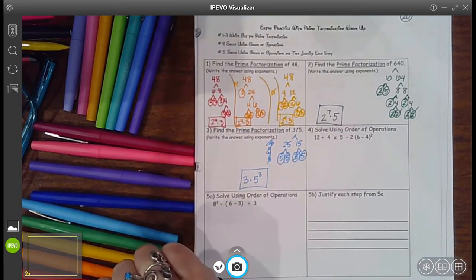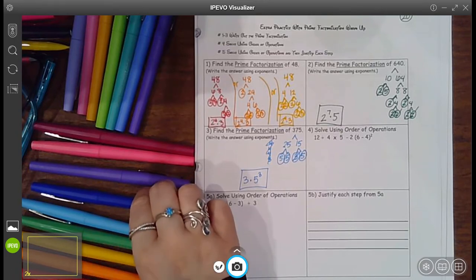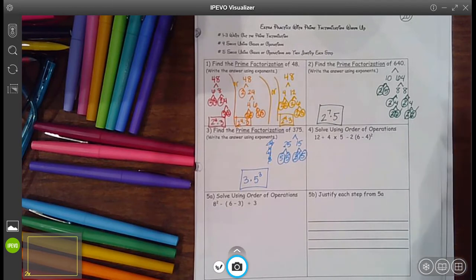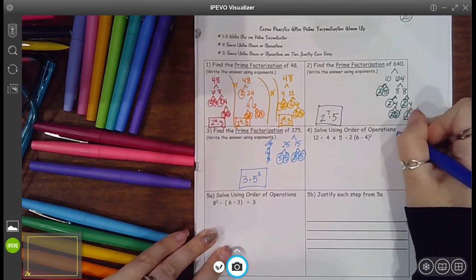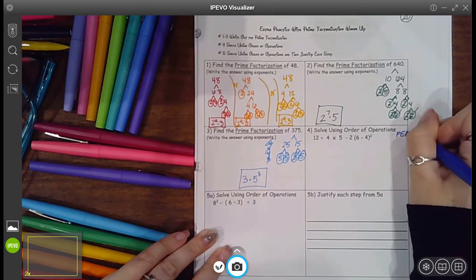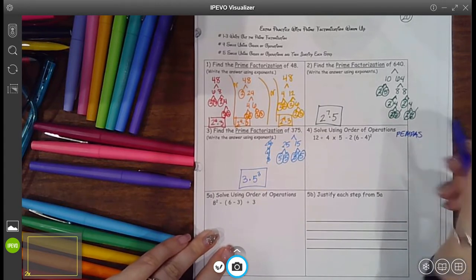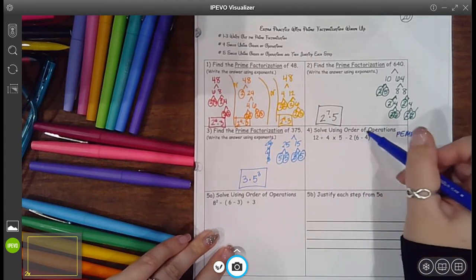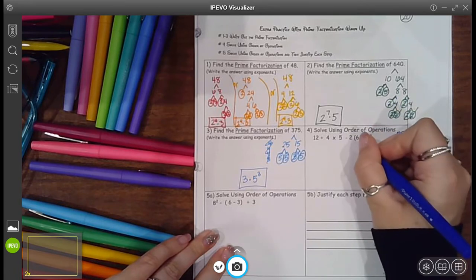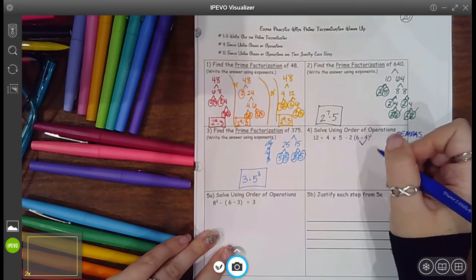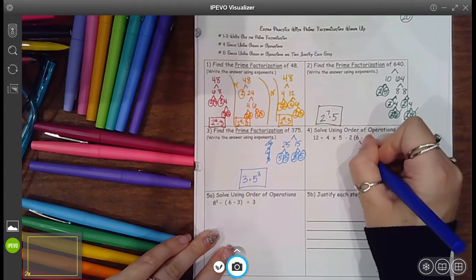Okay, now we're going to go ahead and review some order of operations. Each time I have one of these, I like to write out that helpful phrase. What is it? PEMDAS. Okay, look for parentheses. They say, do me first. So right here, within the parentheses, you want to simplify it down to a singular number. So 6 minus 4 is 2.